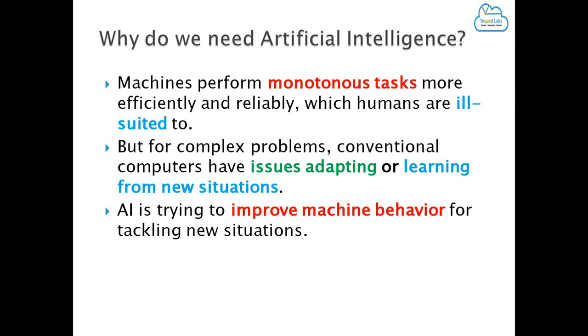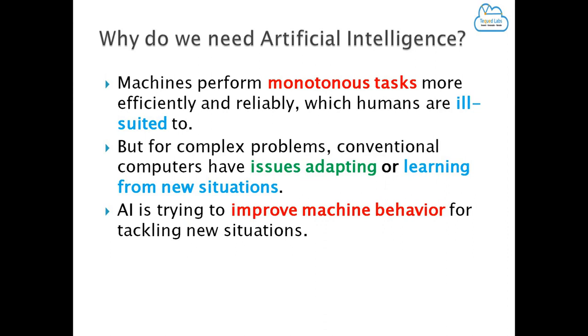So humans can do tasks which involve thinking, which involve problem solving, but when the same kind of monotonous task is given to humans, you're just wasting human resources. So that is very important. So machines are always used for performing monotonous tasks. But the problem is, whenever we have complex problems, conventional computers have issues adapting or learning from new situations.